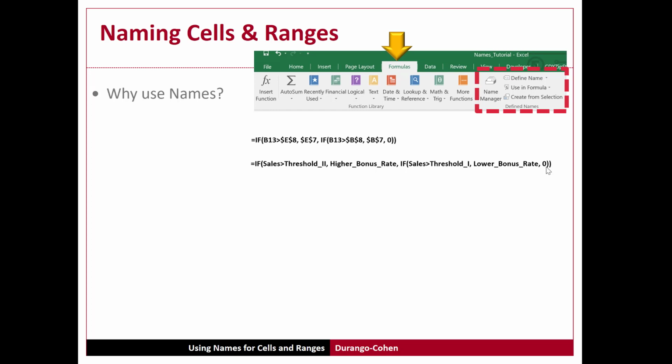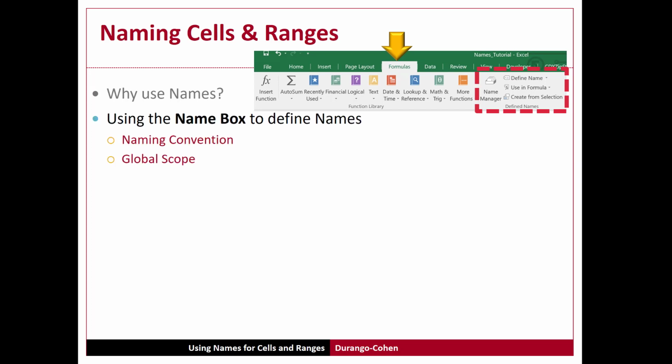The second reason why we use cell names is because it allows us to navigate through workbooks in an easier way, and I'll show you that later. There are many ways in which we can define names, and the easiest one is by using the name box. I'm going to show you how to do this in a simple example, and I'll talk about the naming convention that we use to name cells, as well as what it means to have a global scope when we define a name.